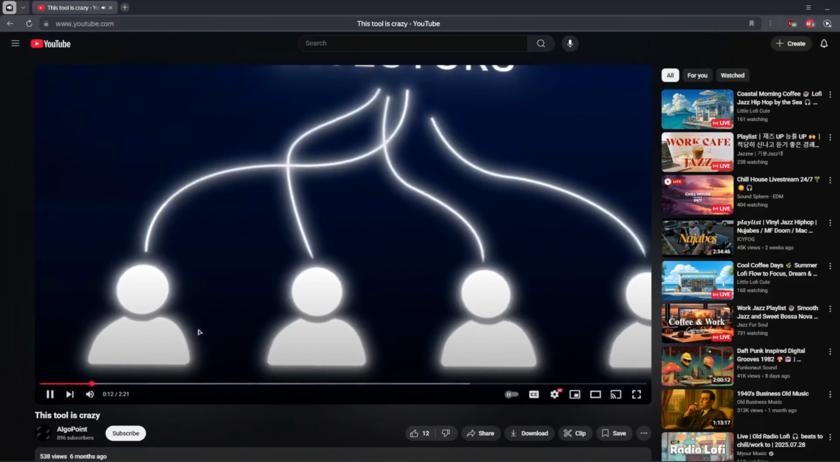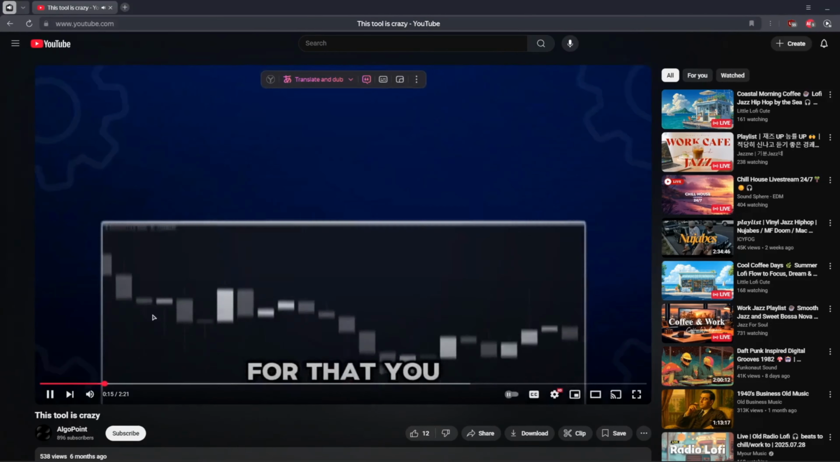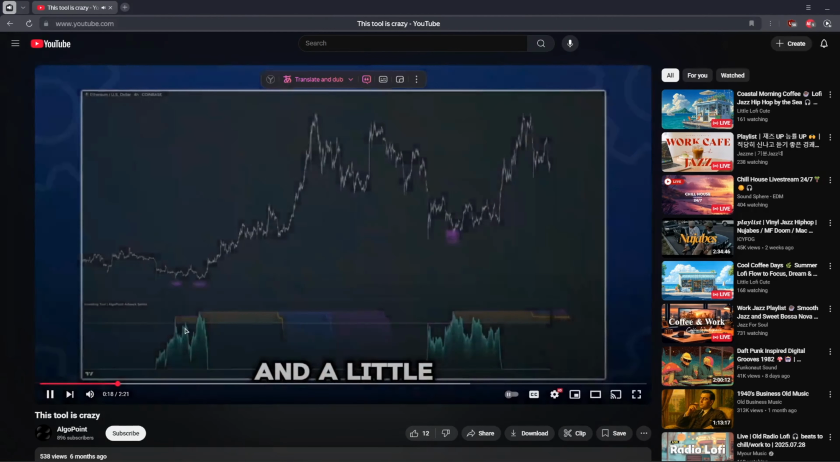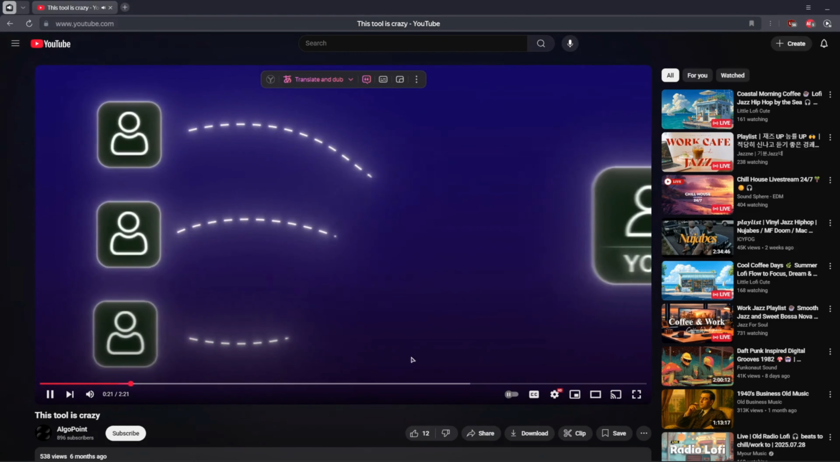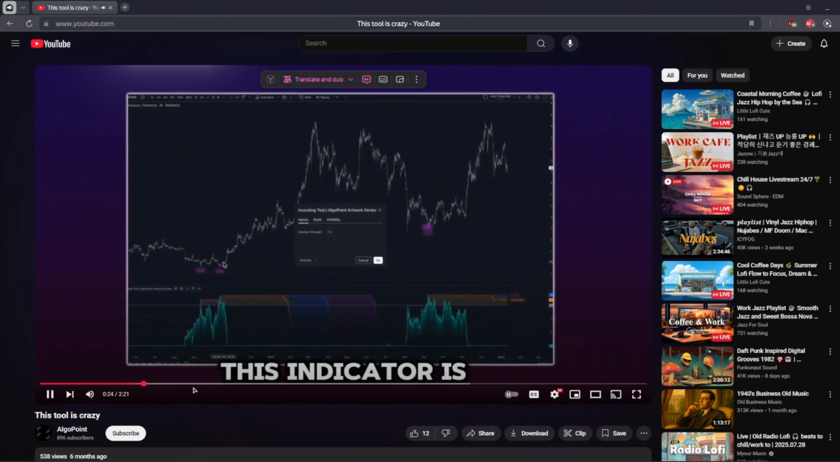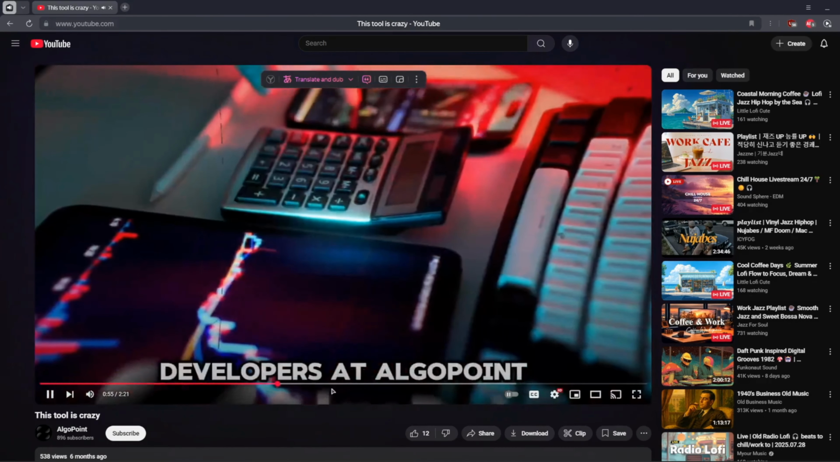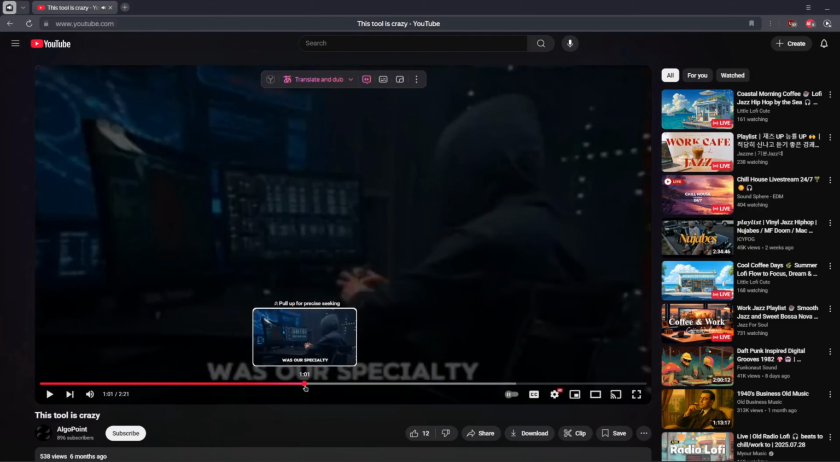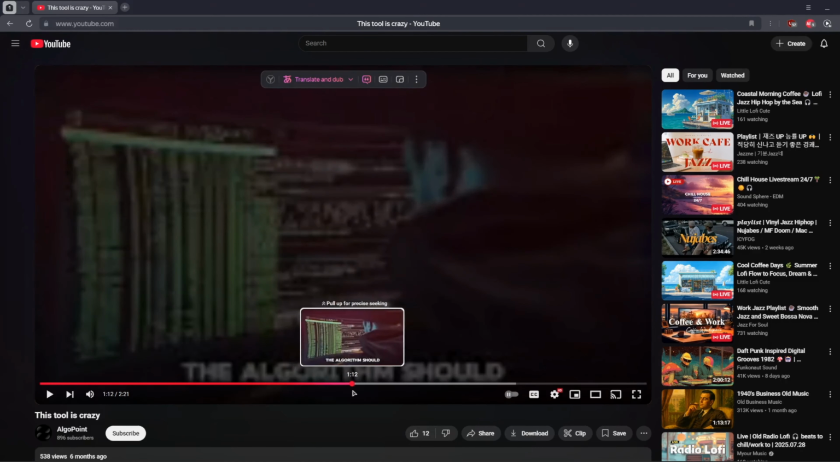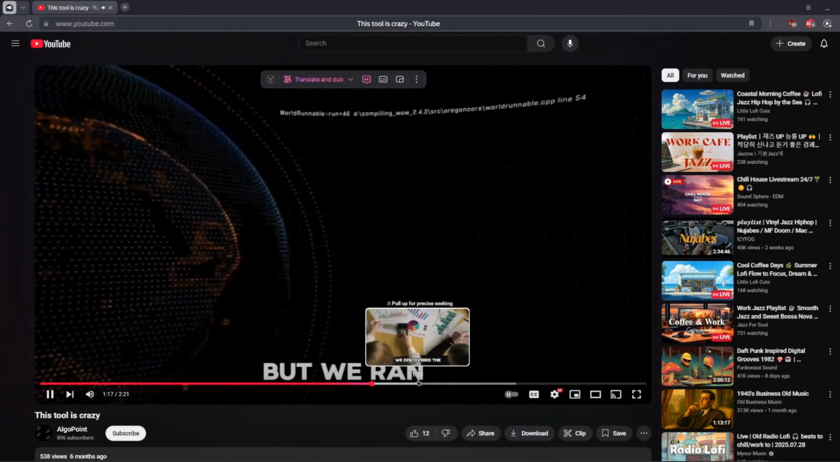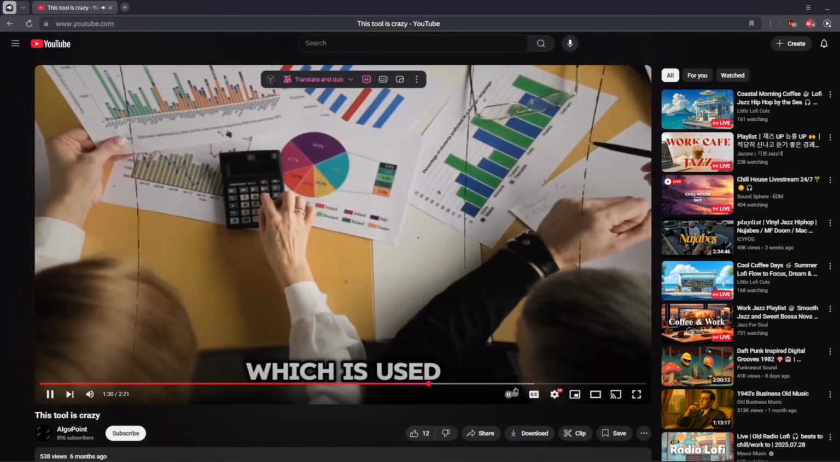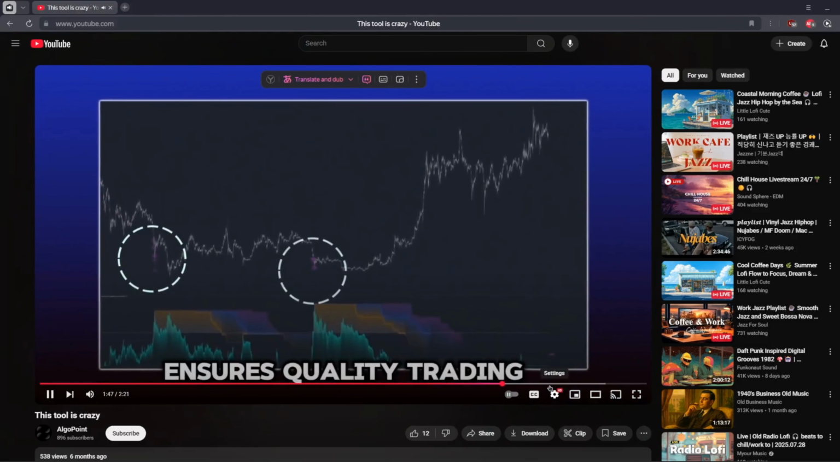In this asset right here, you are curious about the outcome. For that, you need to zoom out a little bit more and a little bit more. This is crazy. Where everyone else is telling you cryptos are over, this indicator is telling you to buy and creating fortunes. If you think this is luck, look at this. The developers at AlgoPoint and I have been... This is what it actually does, scientific research, ensures quality trading signals in every asset.